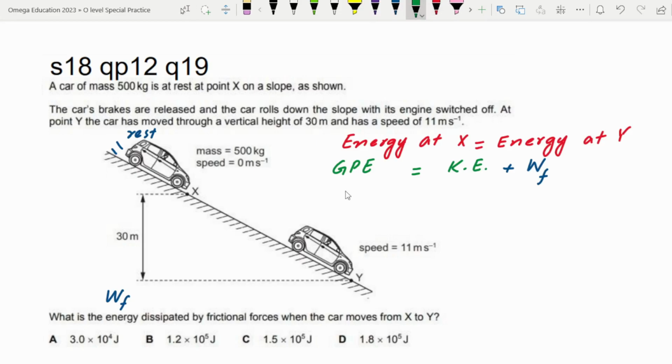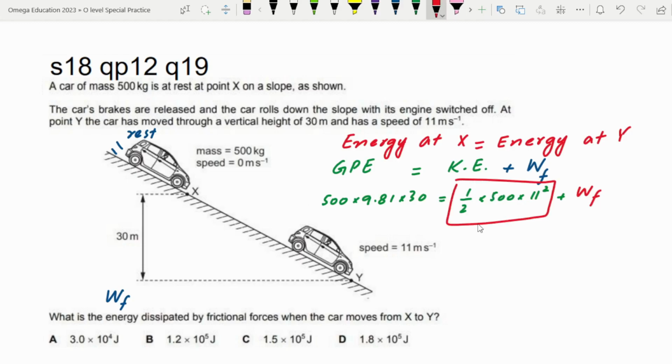So GPE on the left side would be mgh. I'm going to insert the values. Mass is 500, g is 9.81, h is 30, equals 1 over 2 mv square, 1 over 2 into 500, and the speed is 11, square of it, plus Wf needs to be found out. So I hit this on the calculator and subtract this thing on the left side.